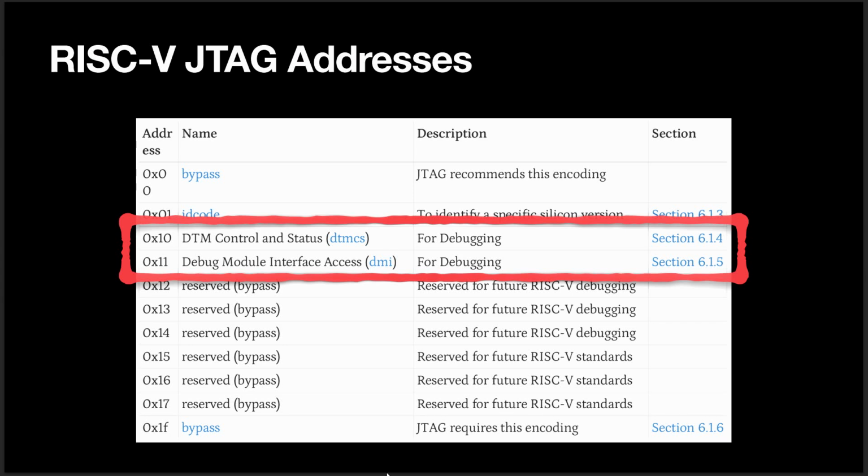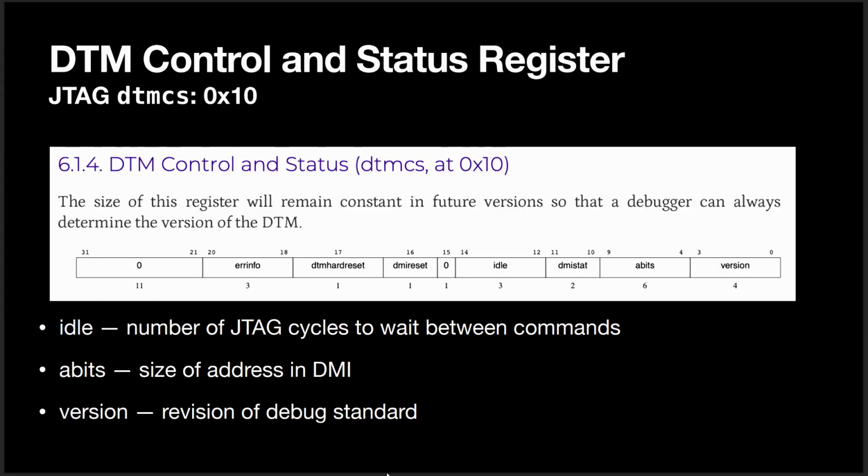But we're mostly interested in these 2 addresses right here, DTMCS and DMI. So that's debug transport module control and status, and the debug module interface access. So for DTMCS, it looks like this. And this is the sort of register, again, we're going to read more or less exactly once and then never again. It contains one field that's the number of times you need to let it idle. For the most part, this will be 0. It contains the size of the address bits that we'll see in the next slide, and it contains the version of the debug standard. So for the most part, you're going to be reading this and making sure that it's what you think it is, and then never read it again.